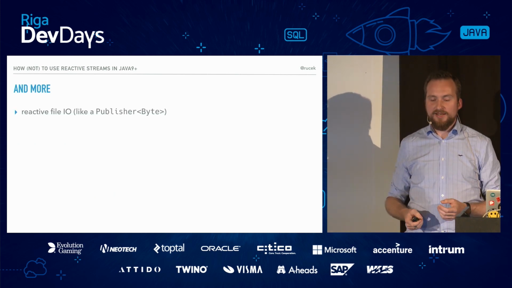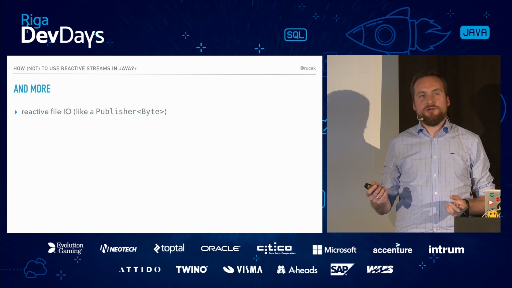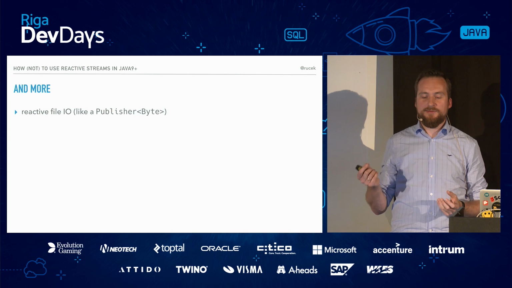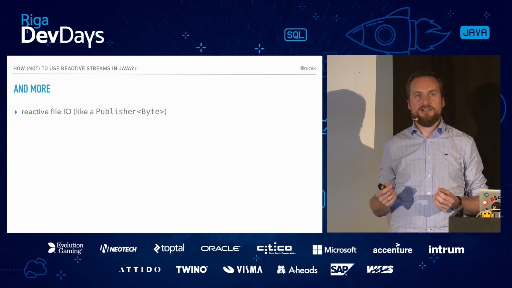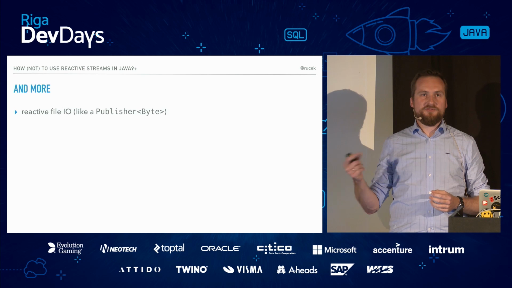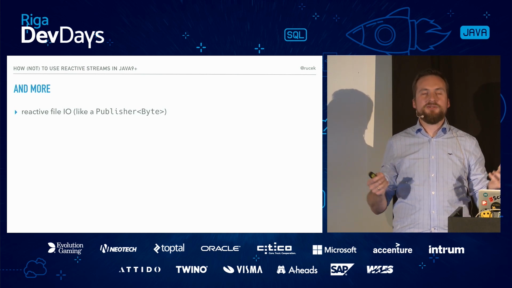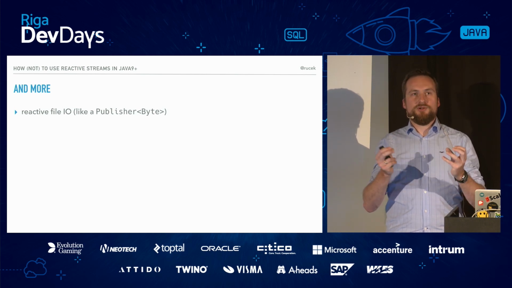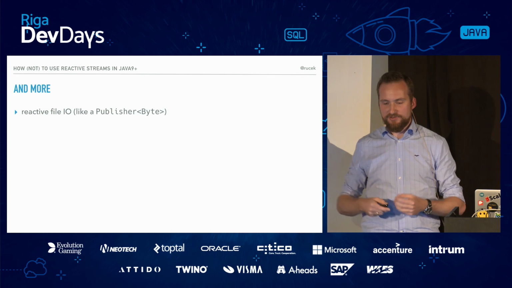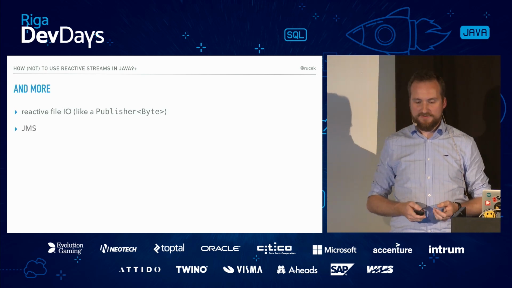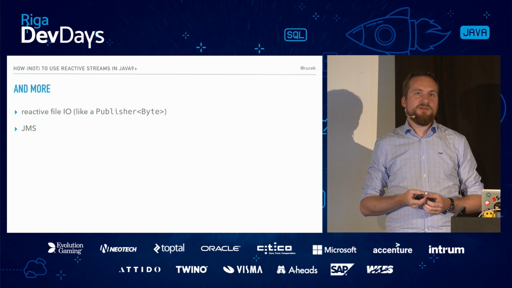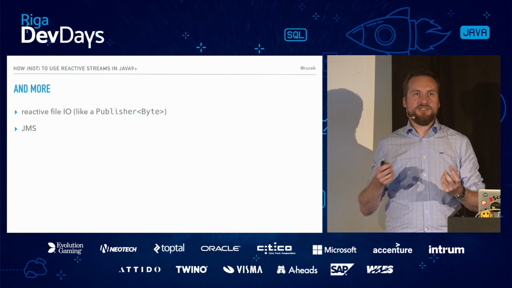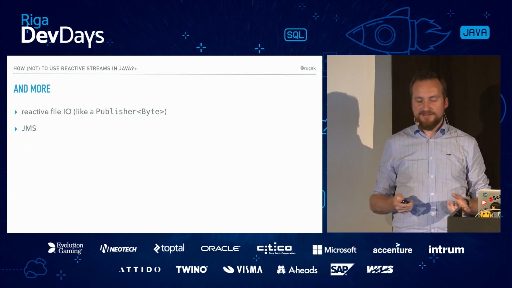There are some more things as well. I already told you about the example of transferring data from one file to another. If in the I/O package you had something like a publisher of bytes for reading the file and a subscriber of bytes for writing to the file, then instead of, for example, allocating the buffer yourself, you could just call subscribe and connect those two and transfer the data from one file to another with all the fancy reactive stuff. There could be, for example, JMS, which is also about some kind of asynchronous communication. So if we had reactive interfaces for JMS, it would also be nice.